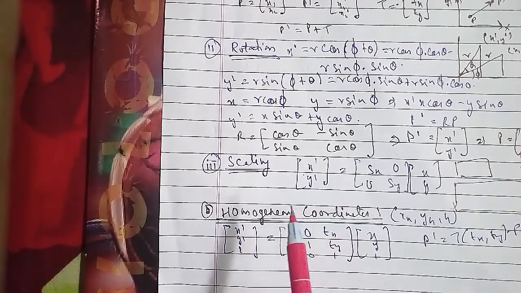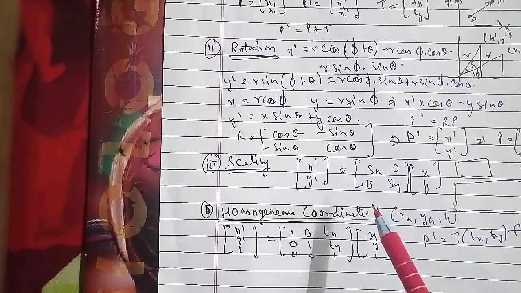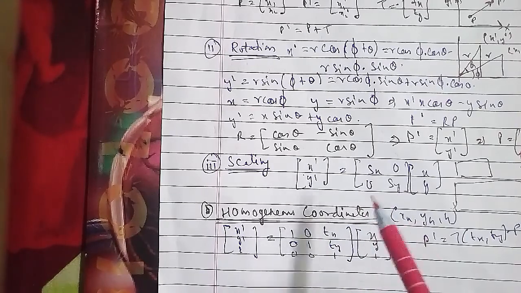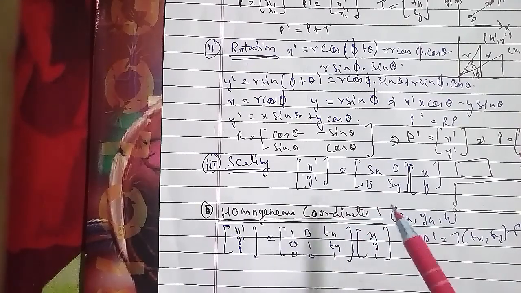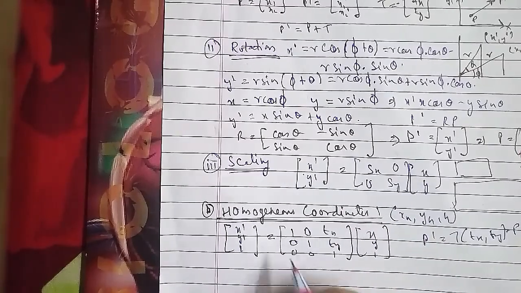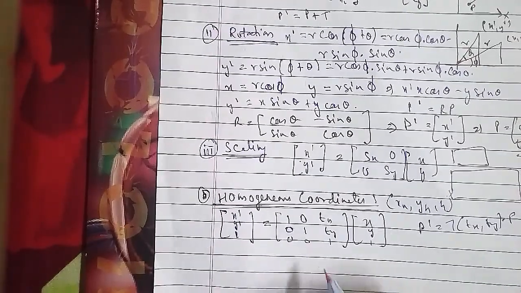This is x, y, 1. So this has been represented in the form of P' = R(θ) T. Here we get the inverse of the rotation matrix when θ is replaced with −θ.